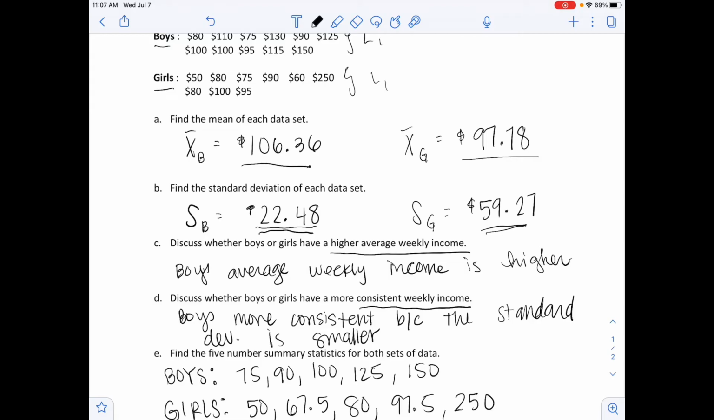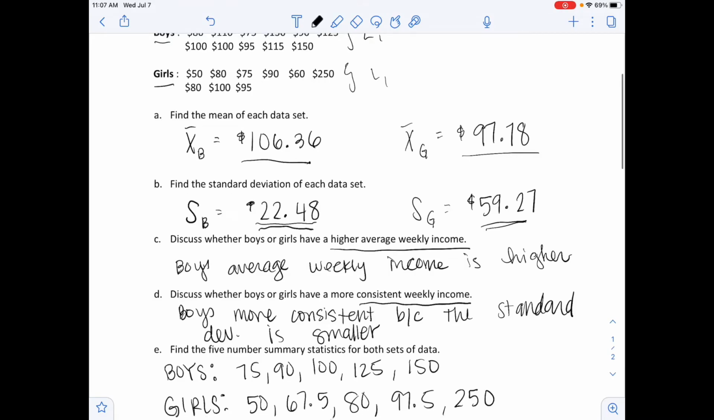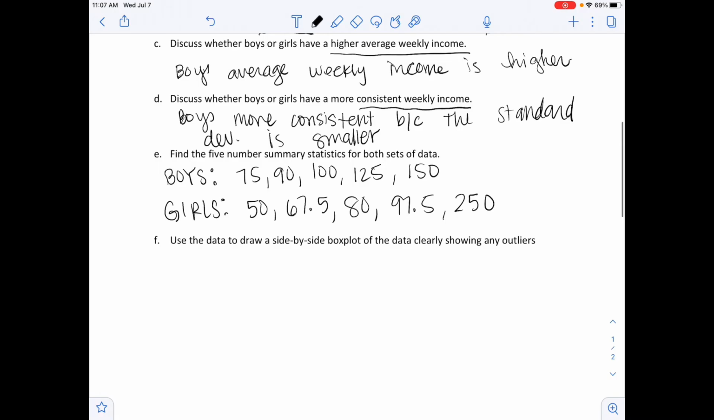So part E says find the 5-number summary, which we have done already. And then part F says use the data to draw a side-by-side box plot of the data and clearly show any outliers. So in order to do this, we need to take our boys data and calculate our interquartile range and our lower fence and our upper fence. Likewise, we need to do the same thing for the girls. Calculate our interquartile range, lower fence, and upper fence.